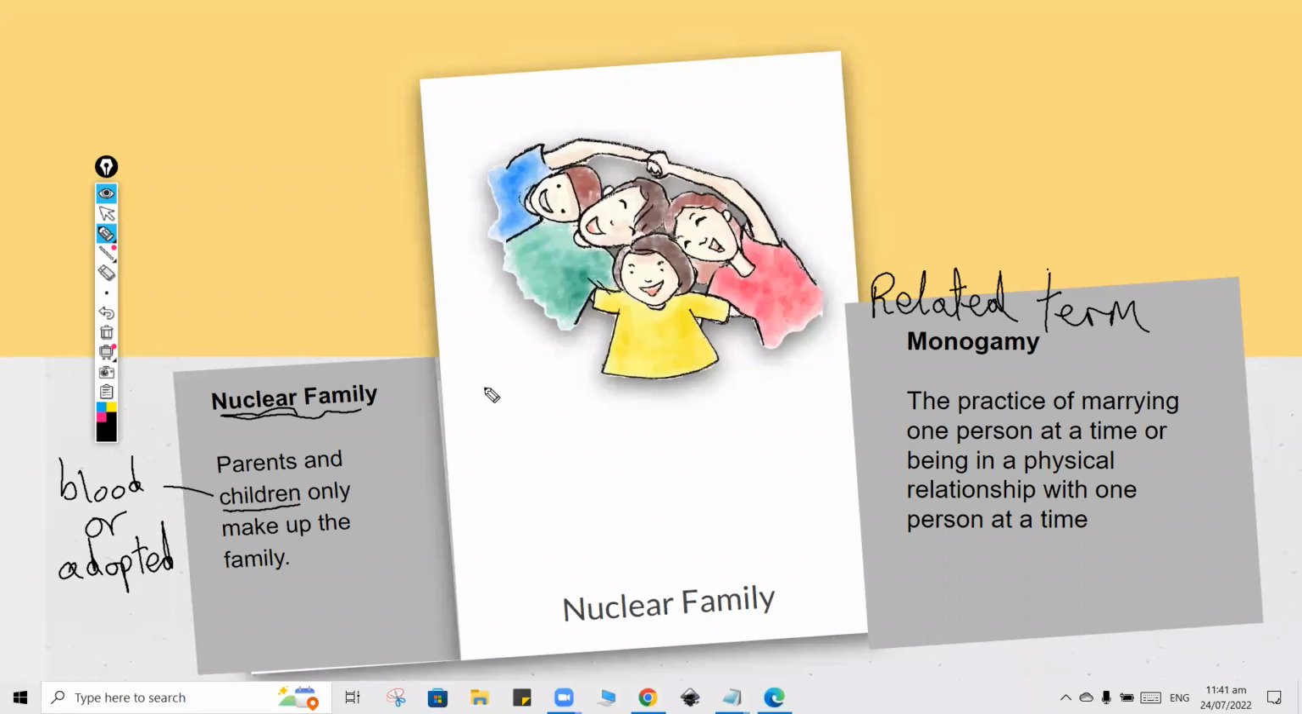And so this is the practice of either marrying or being in a relationship with one person at a time, right? Some of you might be thinking, well, what's the other option? Well, some people have multiple partners, but not in committed relationships, so they may be seeing multiple people. There is also the possibility of a husband marrying more than one wife, or of a wife marrying more than one husband, right? And those terms we will meet next week.